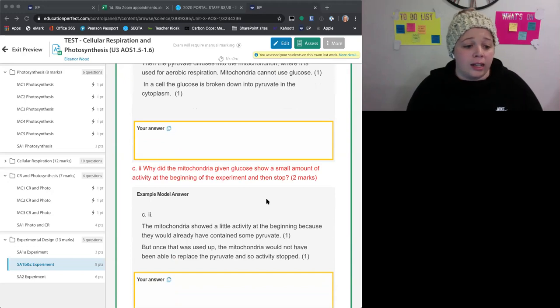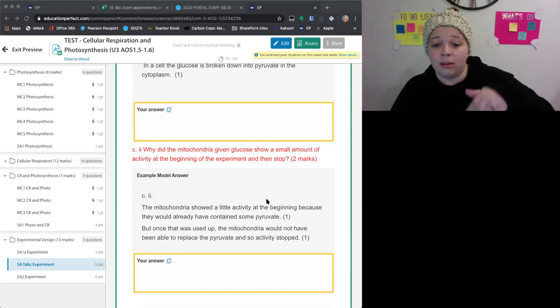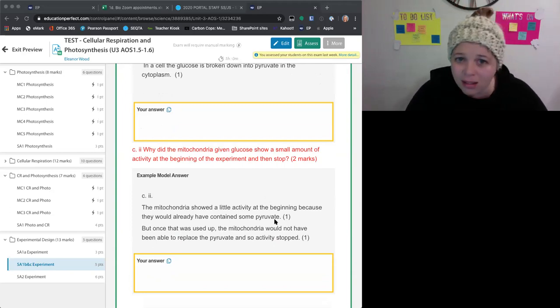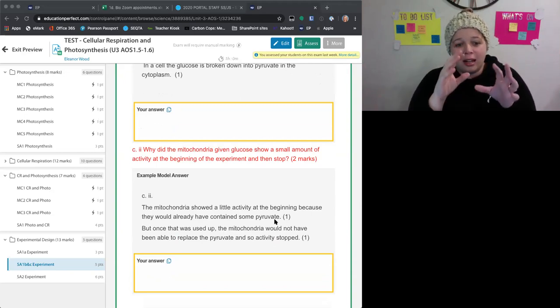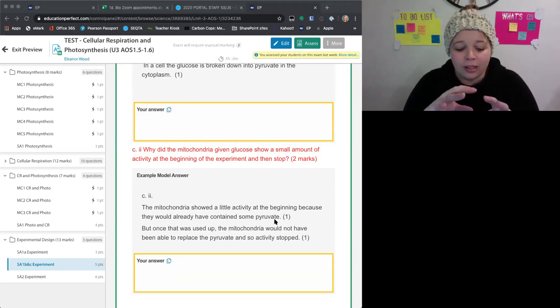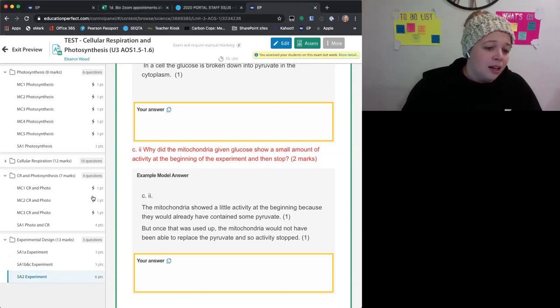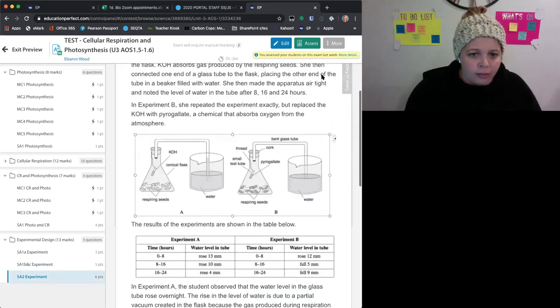So the last question on this page, why did the mitochondria given glucose show a small amount of activity at the beginning and then stop? That's because the cells themselves will have already contained some pyruvate. So they had some pyruvate, used it up, and then ran out. A lot of people could tell me that it had run out, and that's why it stopped, but forgot to tell me that they had some pyruvate at the beginning. Now, the very last question, pretty well answered as far as we go.